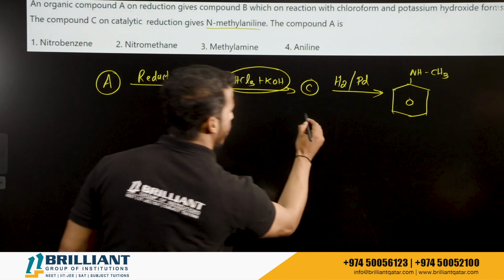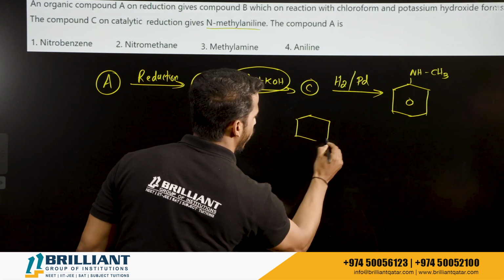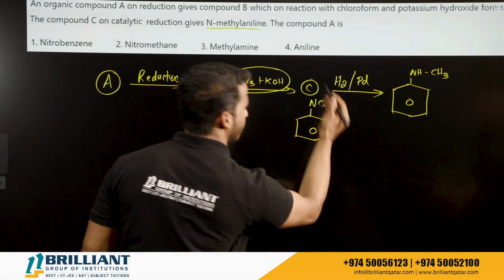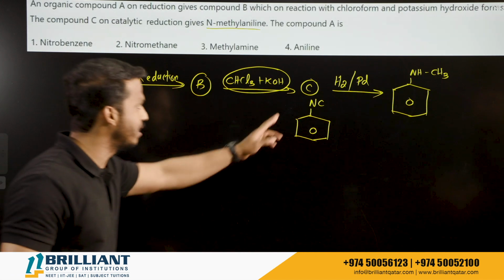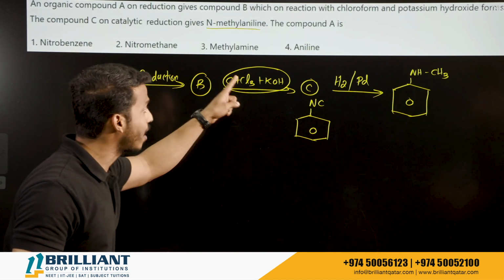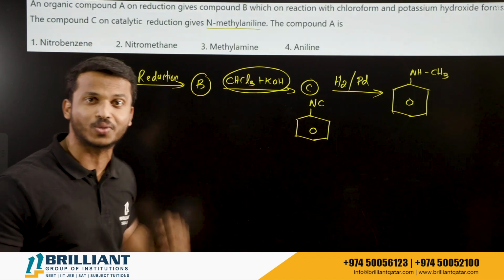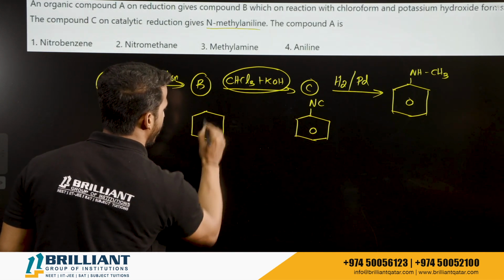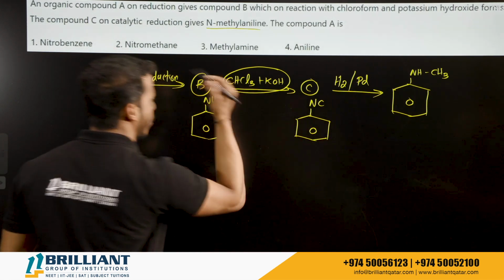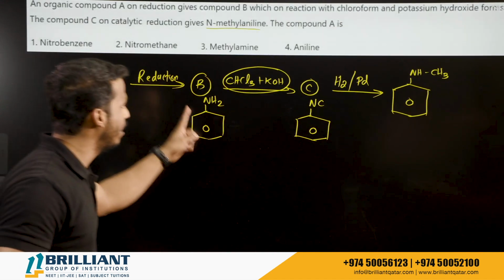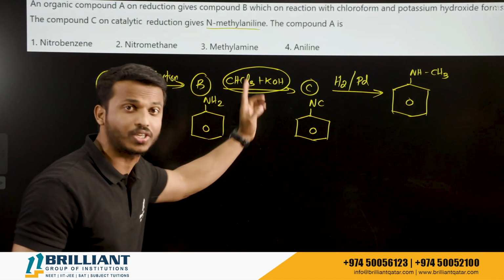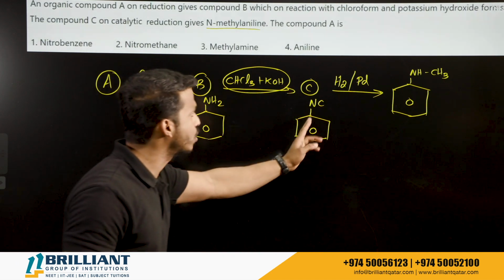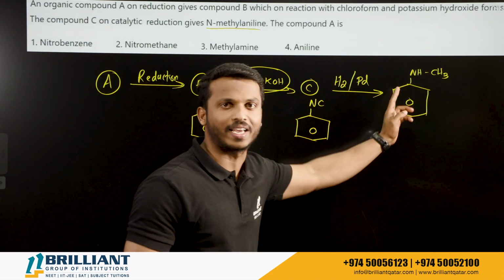So your isocyanide can be what? Benzene with NC. This is the isocyanide, because after the carbylamine reaction, your product is an isocyanide. If it is an isocyanide, it should come from an amine. Which amine? That should be aniline. Aniline on the carbylamine reaction gives isocyanide. Isocyanide on reduction gives a secondary amine.